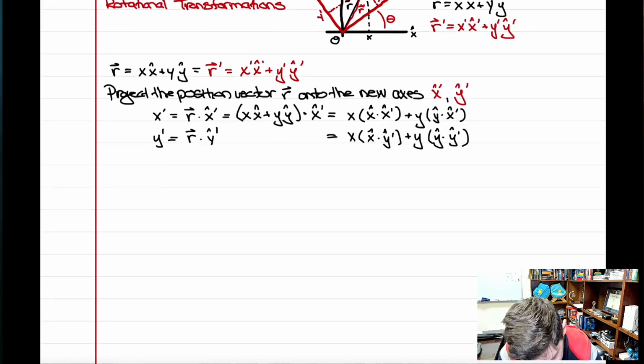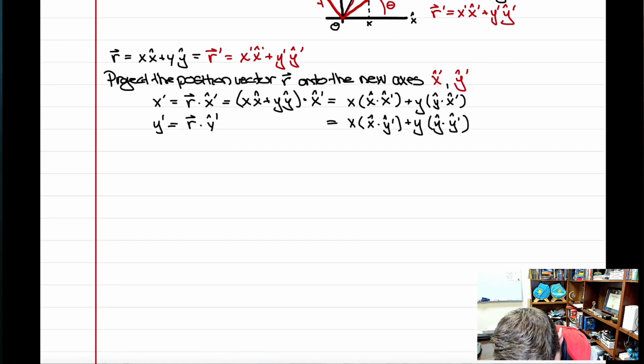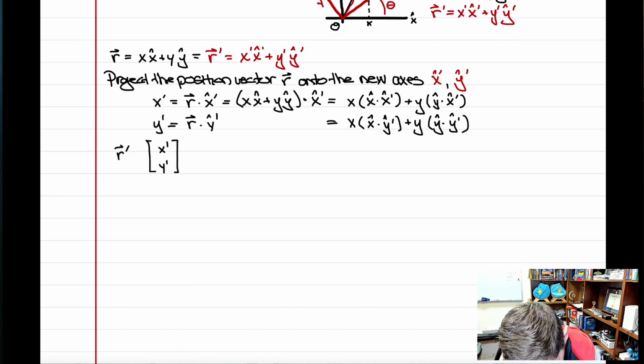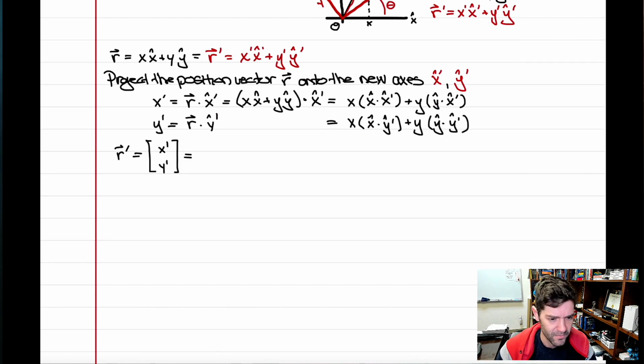I'm going to write this in matrix notation. So what I want is to know what this new vector is, right? This vector of the new positions that point along the new x and the new y, the red x and the red y. Now if I look at the right-hand side here, it looks like I'm involving a product of x and y, but then there are these kind of 4 different dot products that happen.